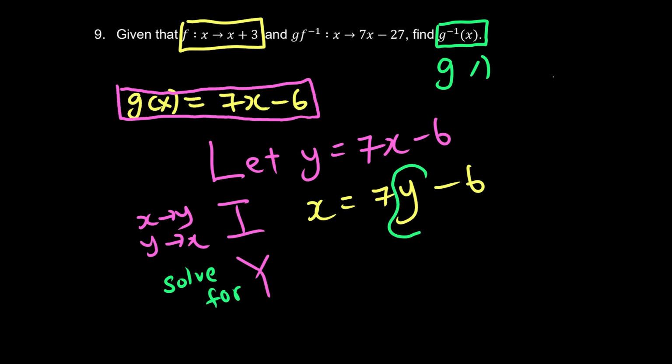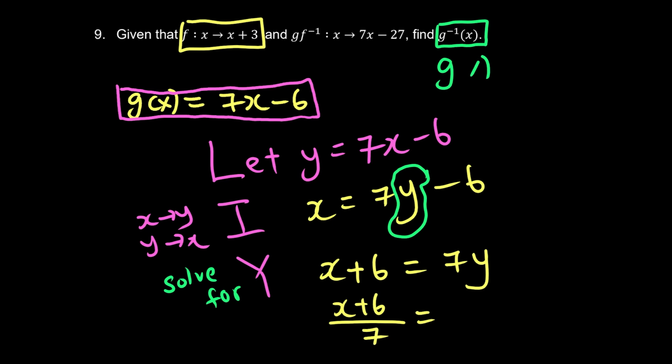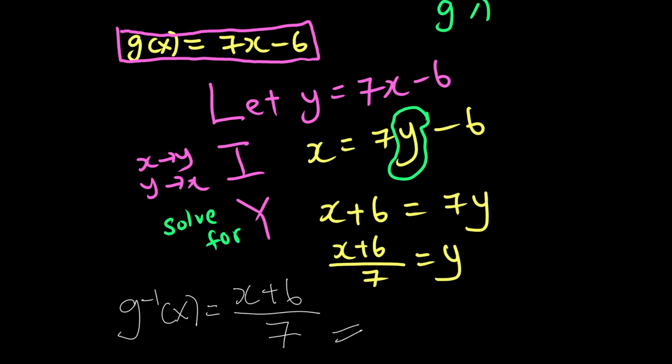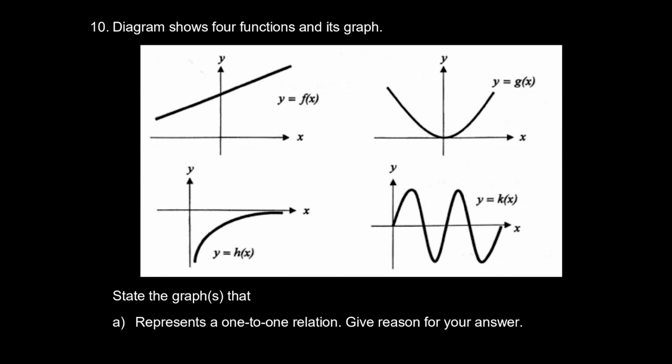So we move the minus 6 to the left hand side, it becomes x plus 6 equals 7y. We want to find y. When it's multiplied, you go over and it becomes divide. So we will have x plus 6 divided by 7, which is y. But don't forget that this y is eventually our inverse of the g function. So that is our final answer. We can write g inverse of x is equal to x plus 6 over 7. And we are done.